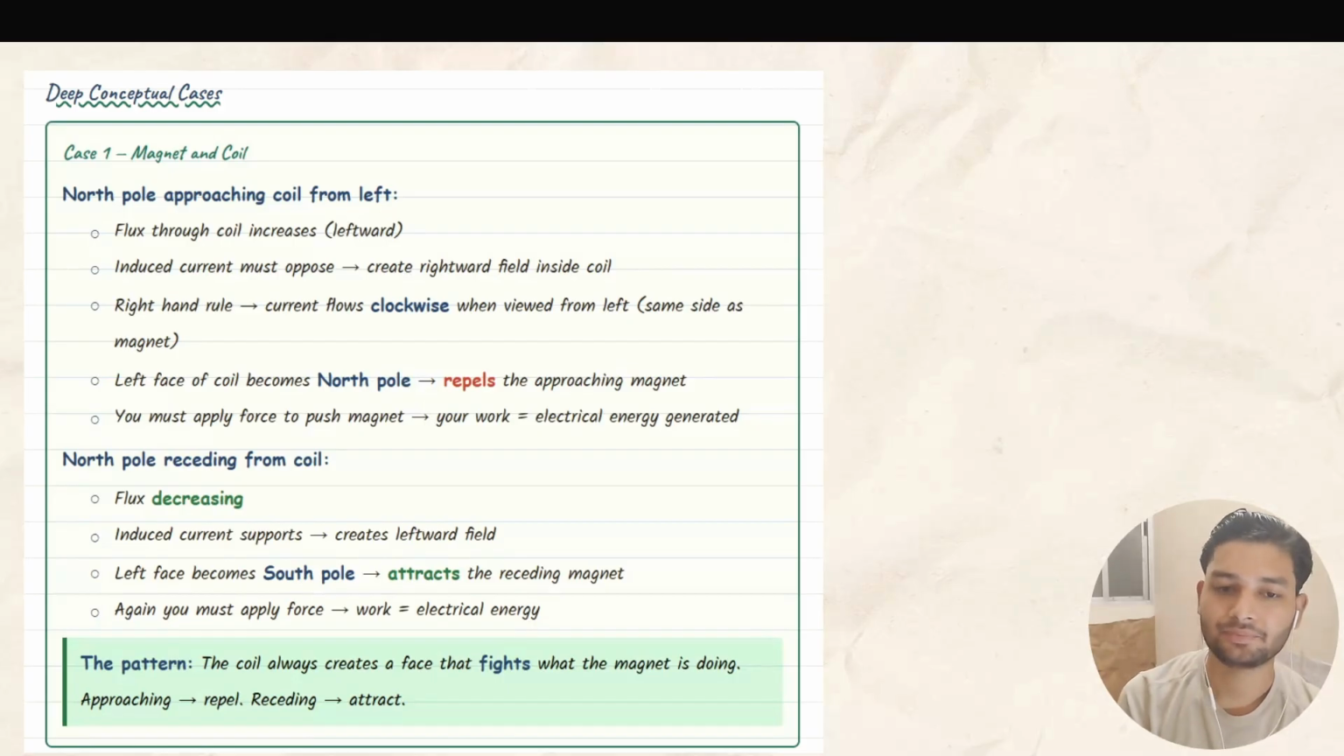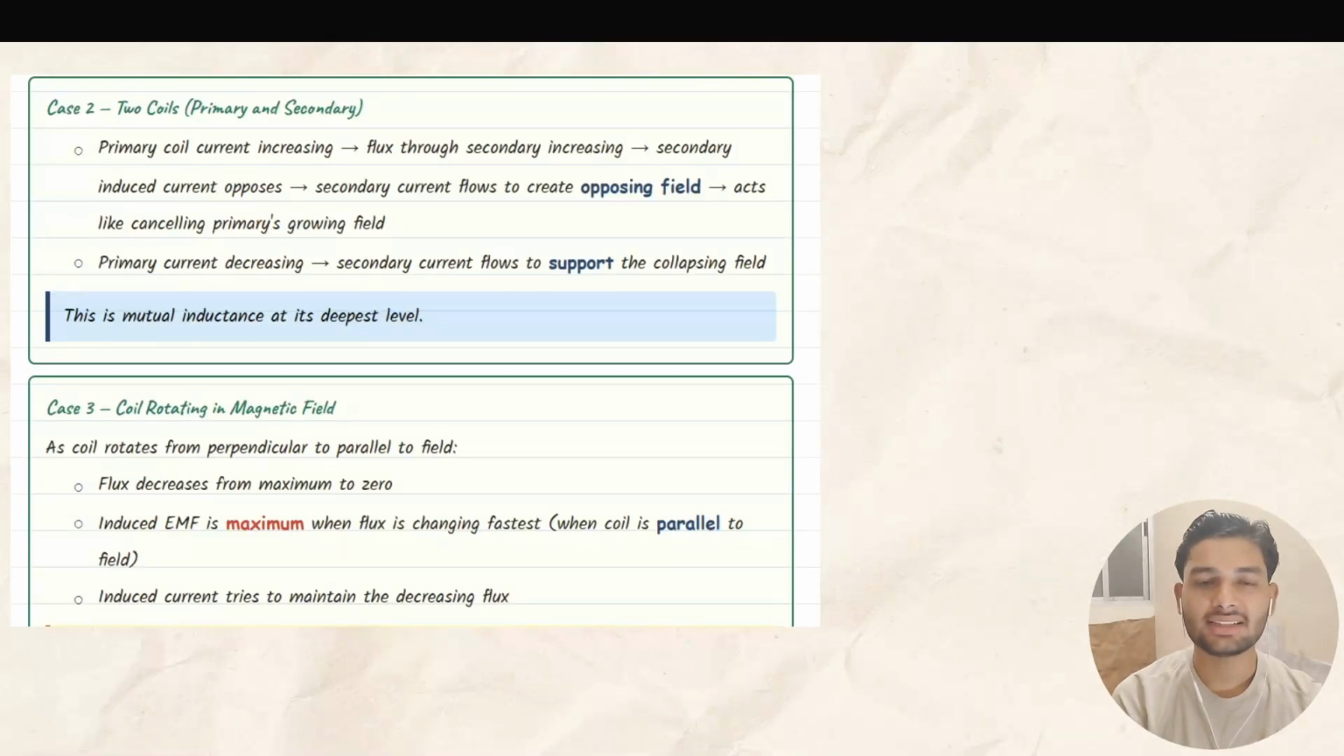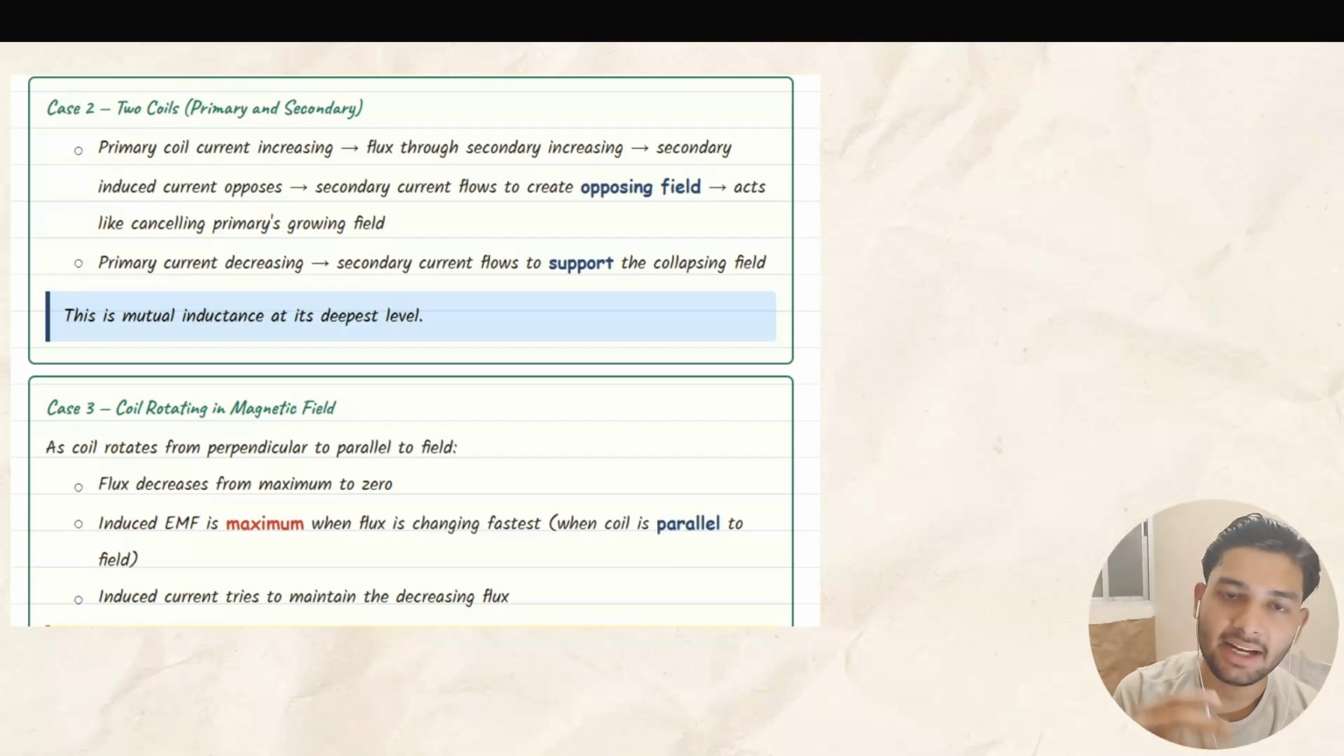Simple as that. Okay. In the second case, we are talking about two coils that we are naming primary and secondary. So what happens if we place two coils at a close distance between them? If we increase the current in the primary coil, then it would increase the flux through the secondary coil. So to oppose the change in the flux, the secondary coil would induce a current to decrease the flux. So the secondary current flows to create an opposing field. The field from the primary coil, made because of the increasing current, is now cancelled by the secondary coil's opposing field. So it acts like cancelling the primary growing field.